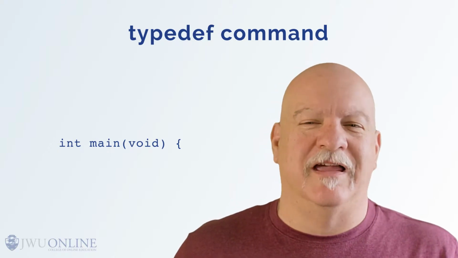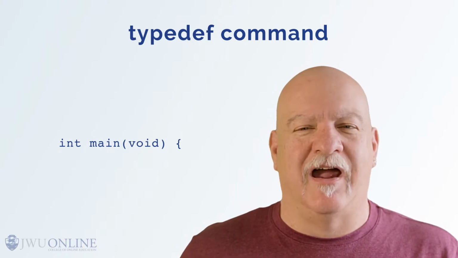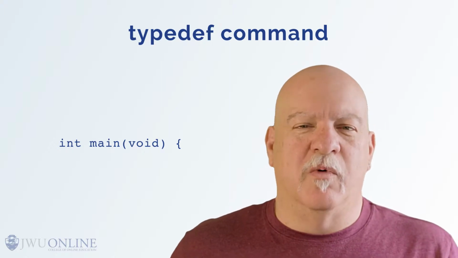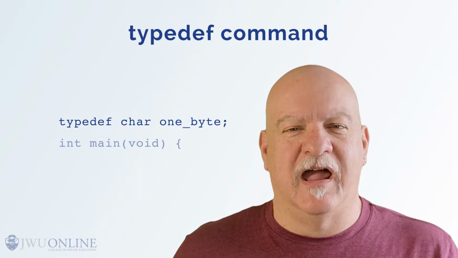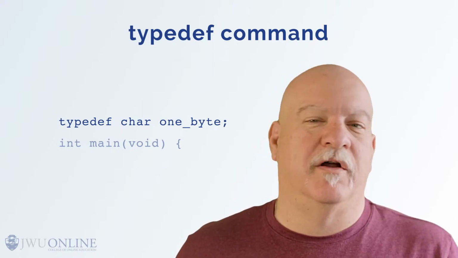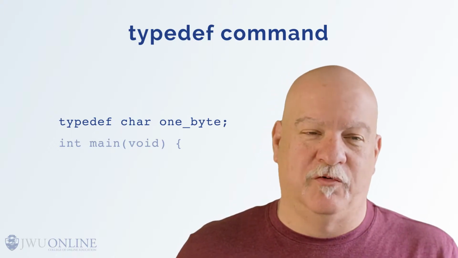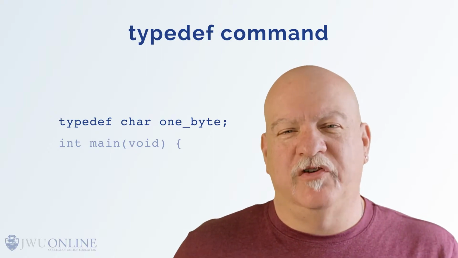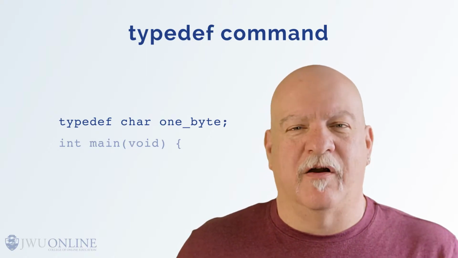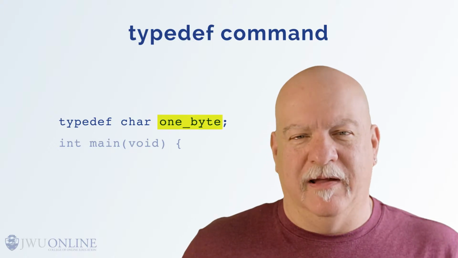So suppose that, like me, you find words like char confusing. Well, we can fix that. Just type typedef char space 1_byte. Of course, we end everything with a semicolon. Great. What you just did was create a variable type called 1_byte.